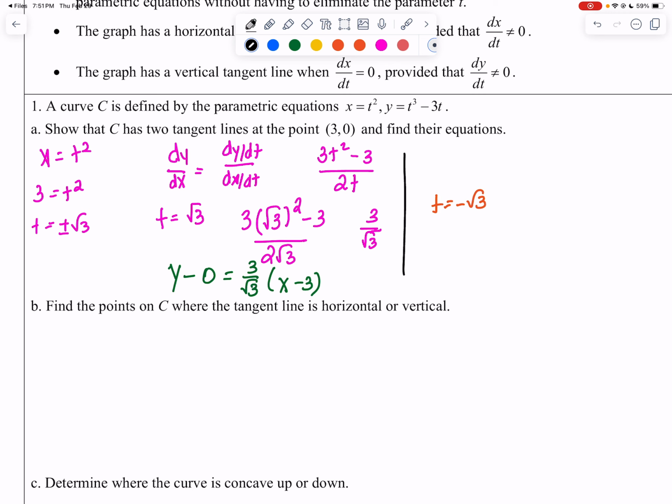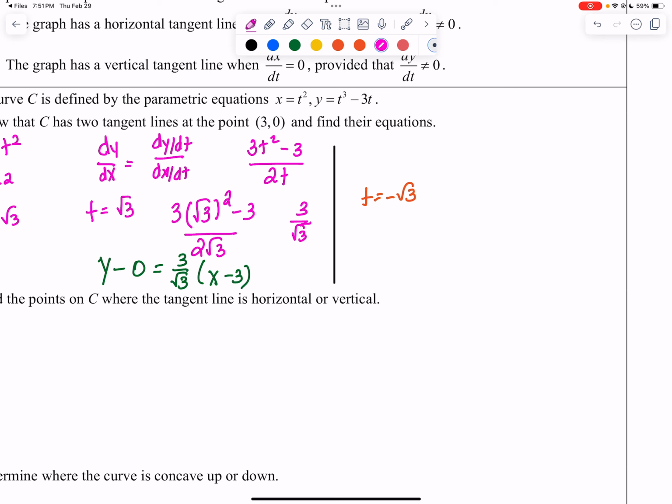Now, if t is equal to negative root 3, we're going to be doing the same thing where we are plugging in a negative root 3 into my derivative. So then I get 3, since negative root 3 squared is 3. 3 times 3 is 9. 9 minus 3 is 6. 6 divided by 2 is 3. But then remember that I have a negative right here. So my slope at negative root 3 is going to be 3 over root 3, but make it negative.